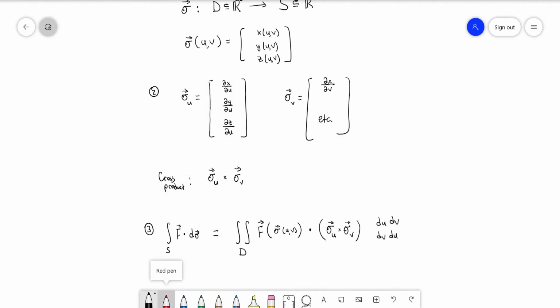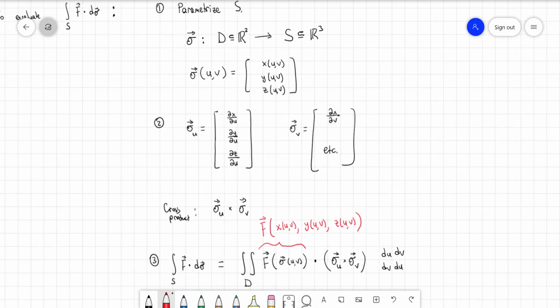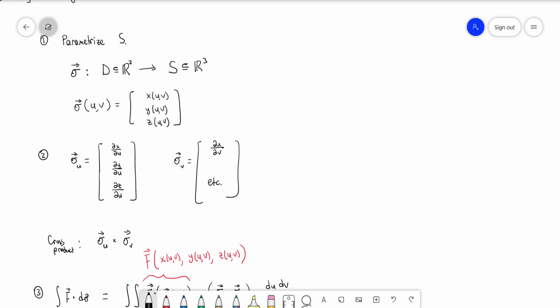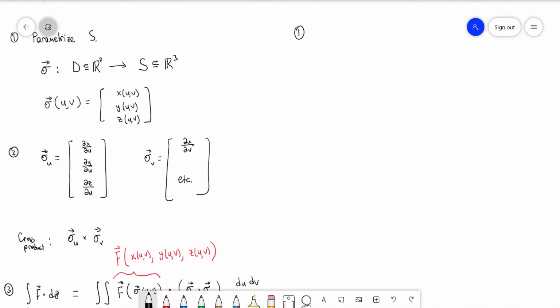Okay. And then this part here, where you're plugging your parameterization into your vector field F, amounts to plugging in the X component of your parameterization for X, and likewise plugging the Y component of your parameterization into Y, and so forth. Okay. So that's the general outline of how to evaluate a flux integral. I guess this is the definition of how to evaluate a flux integral. And I'll set up the flux integral for this problem as well. So let's see how we will do that. So the first thing we need to do is parameterize our ellipsoid.